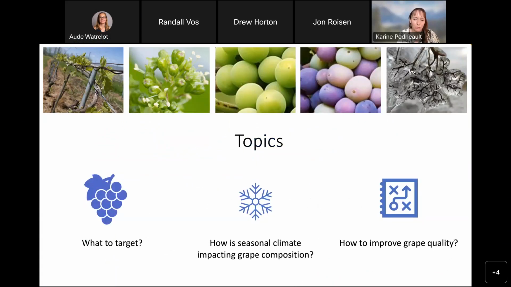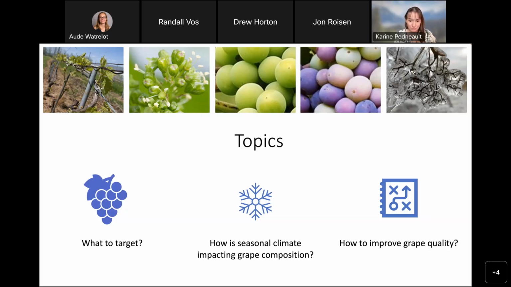So I'm going to focus on different questions that we have regarding berry ripening. So the first thing is what to target. So what do we want with our berries? Second thing is, how is seasonal climate impacting grape composition? And as Randall pointed out, it varies a lot depending on the parameters. So I'm going to explain a little bit about that in my slides. Last thing is how to improve grape quality. So are there a few things we can do to improve grape quality in the field and in post-harvest? Although my talk will not talk much about post-harvest.